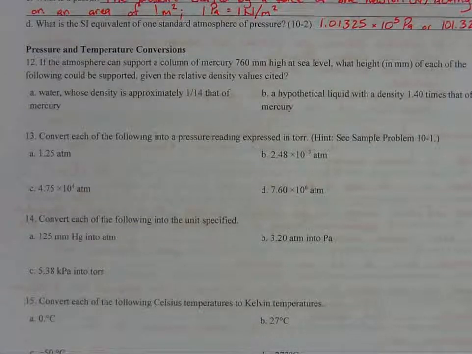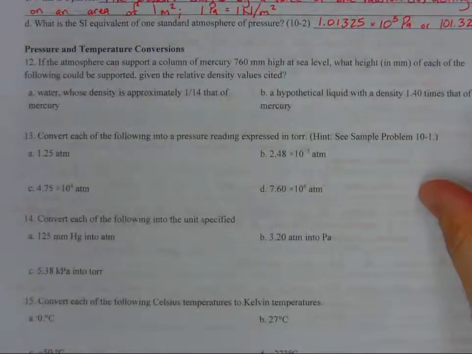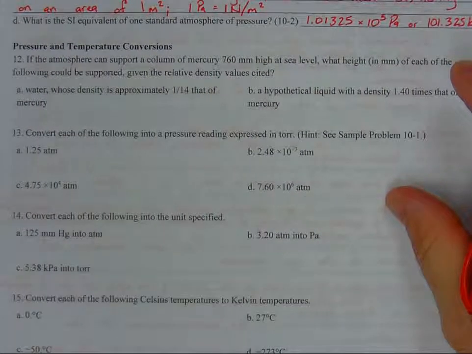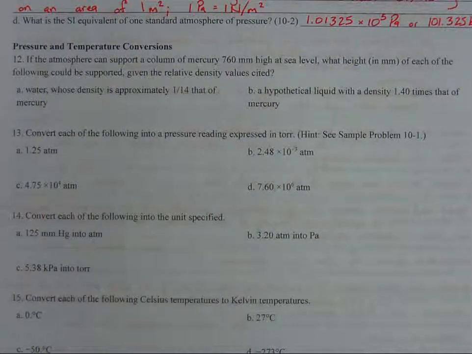Number 12. If the atmosphere can support a column of mercury 760 millimeters high at sea level, what height, in millimeters, of each of the following could be supported given the relative density values cited? So A, water, whose density is approximately 1/14th that of mercury. Now, we know from reading the text that that column would be about 34 feet high, abouts.